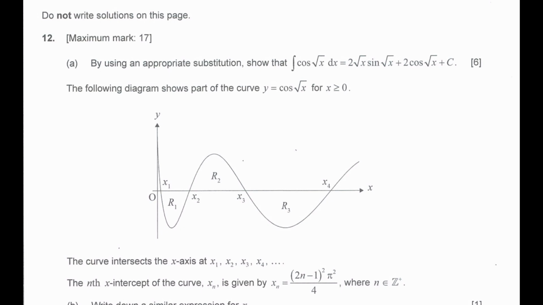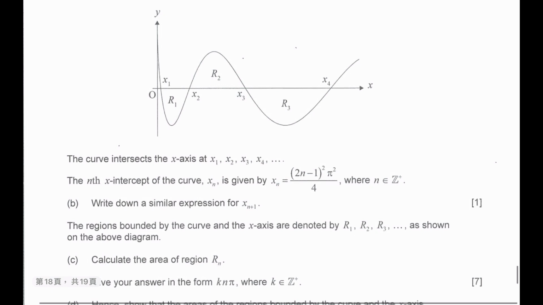In this video, we're going to solve part C of question 12. In this part, the regions bounded by the curve and the x-axis are denoted by R1, R2, R3, and so on, as shown on the diagram here. And then we want to calculate the area of region Rn and write Rn in the form kn pi, where k is a positive integer.